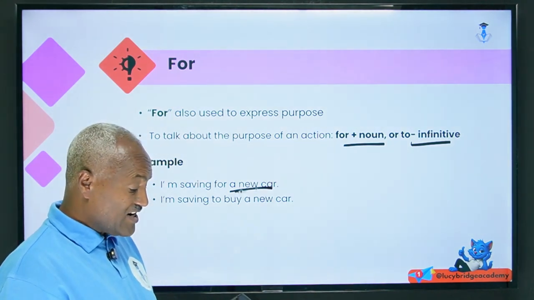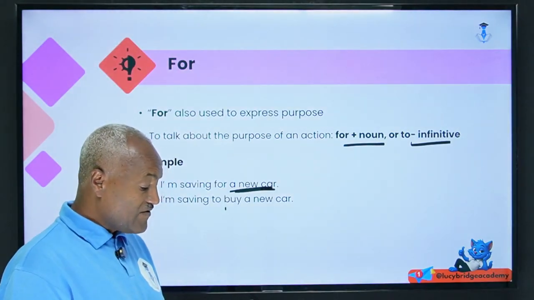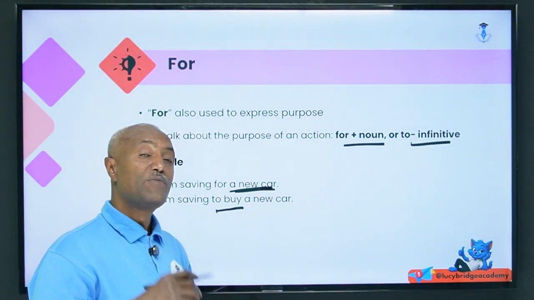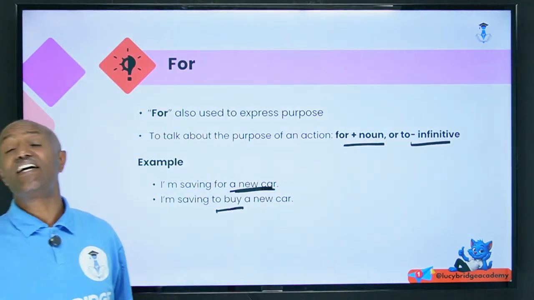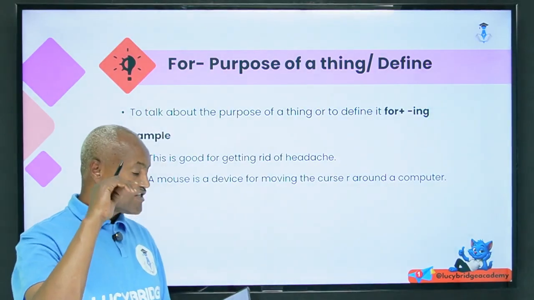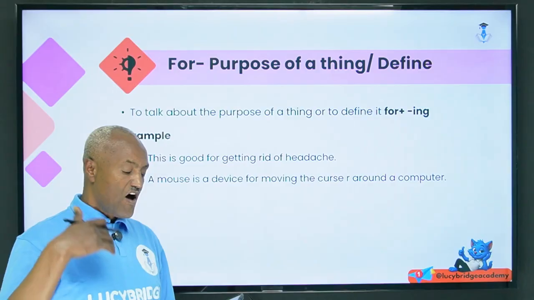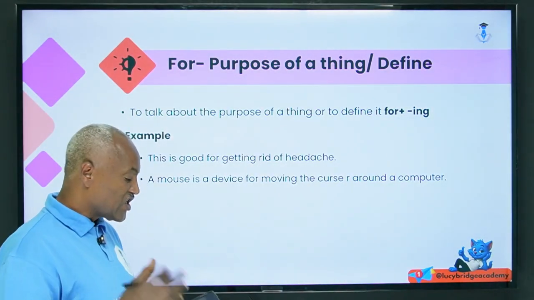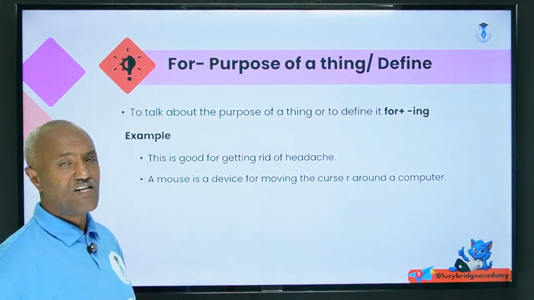But if this one is a noun or noun phrase, we use "for." Look, I'm saving to buy, we say, not "for buy," to buy a new car. But students, sometimes there is a possibility that "for" is followed by -ing, when the intention of the sentence is, for instance, to talk about the purpose of a thing, or to define it. When our intention is like that, there is a possibility that "for" is immediately followed by -ing.